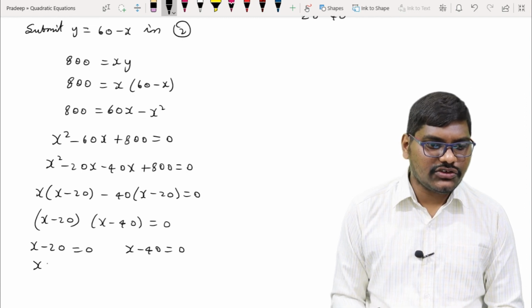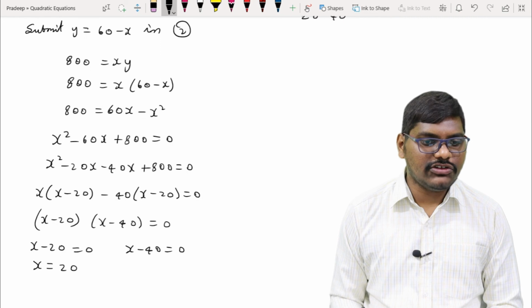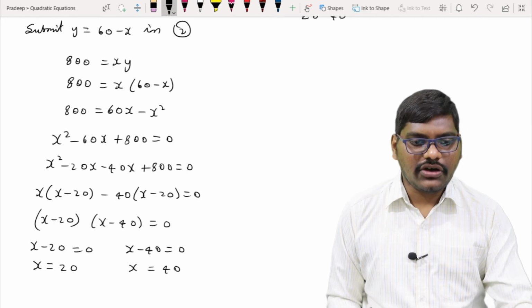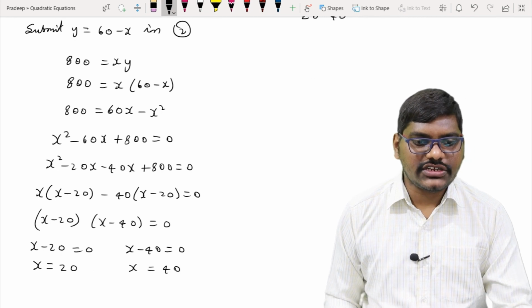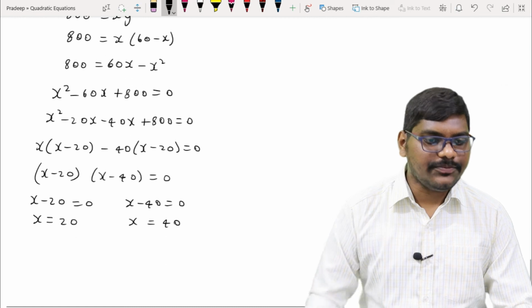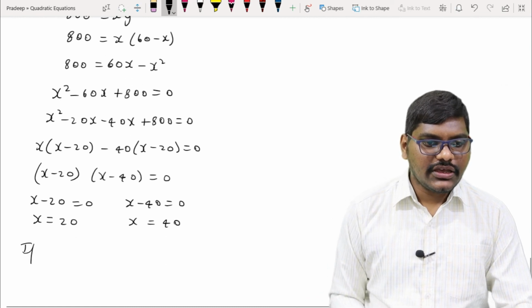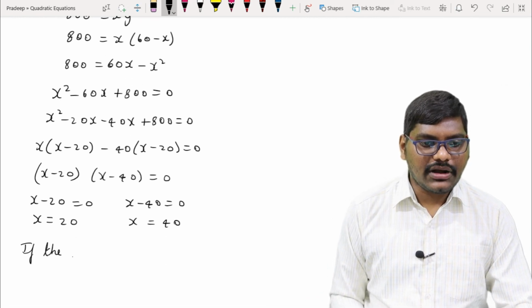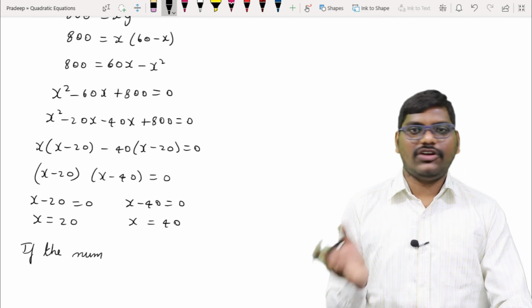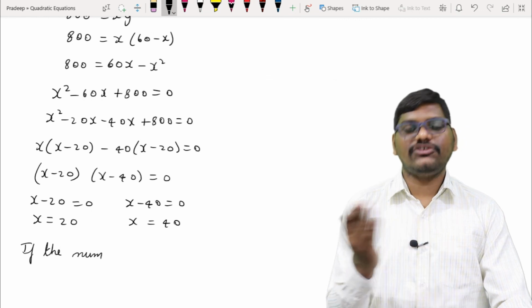If I send this to the other side, the 20 becomes x equal to 20. This is x equal to 40 we got. So we have both values, x equal to 20 and x equal to 40. So we'll just write the conclusion. Suppose the total number were 60: if girls were 20, boys should be 40. If boys were 40, girls should be 20, right?